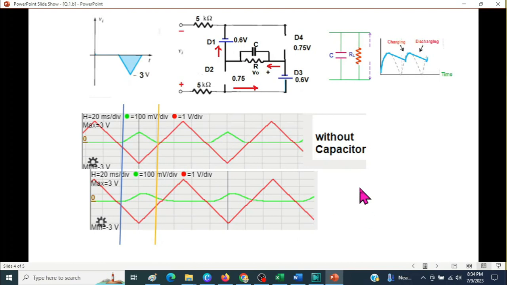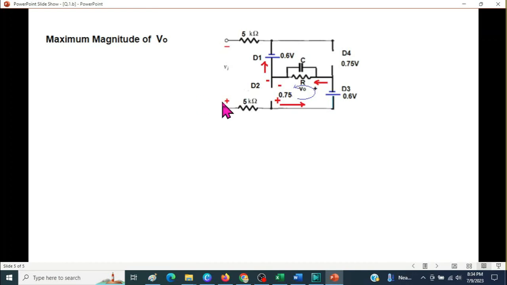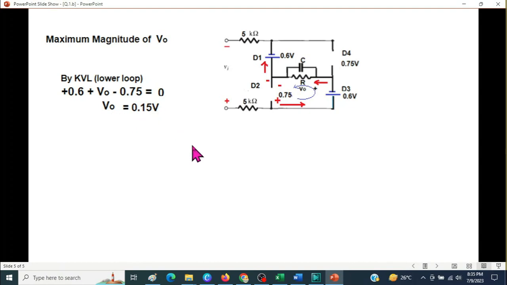And now to have the magnitude of V0, we could have used this loop from here, but we don't know the value of R and C, therefore we can't use this loop. However, we can use this lower loop. By using KVL, we can find the voltage drop here. So from here, +6, then drop here V0, and then minus 0.75. So in this case, V0 will be 0.15 volt.